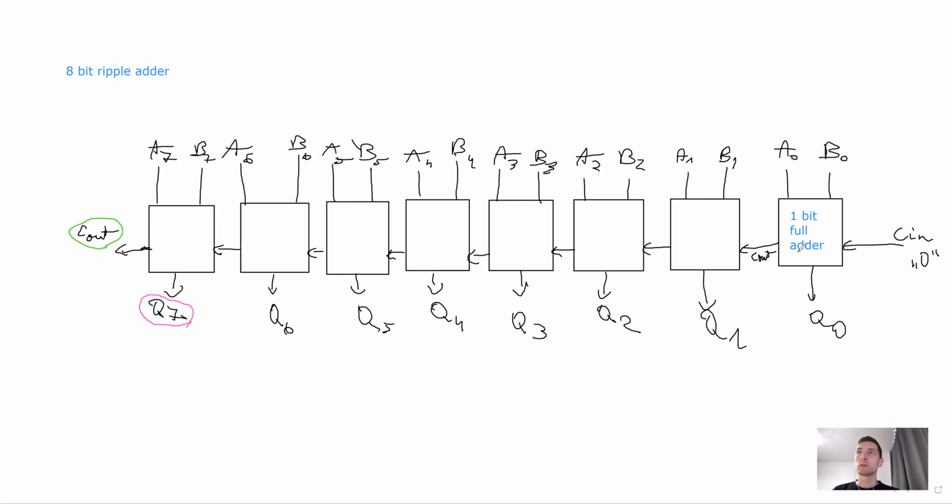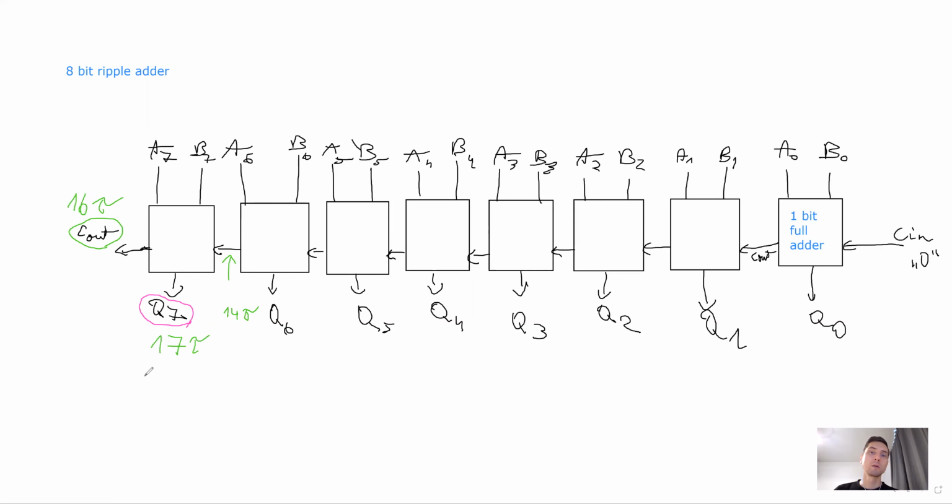This thing calculates it in 2 taus. So the next position can only start calculating after 2 taus, the one after that after 4 taus, the next one after 6 taus, and so on. So generally speaking, this carry for the last position is calculated after 2, 4, 6, 8, 10, 12, 14 taus. So this carry out is calculated after 16 taus, and Q7 is 14 plus 3, so it's 17 taus.